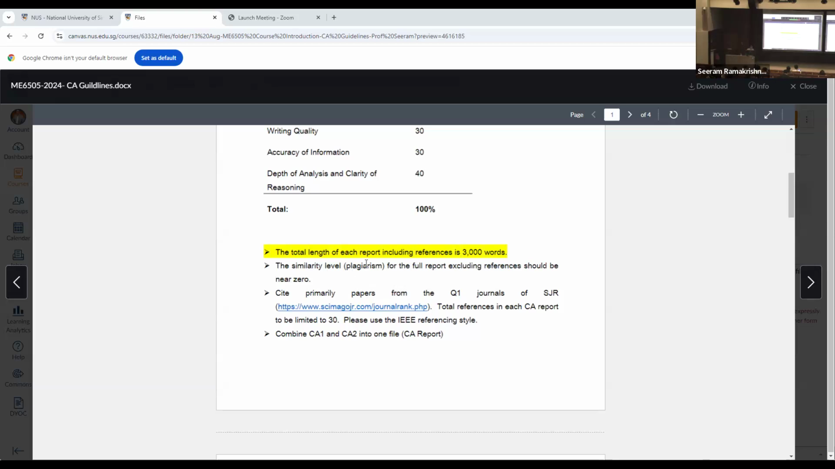The most important is the similarity level. A plagiarism check is a must and should be near 0. It's also impossible to achieve, but I say it because now with generative AI and all those things that you're going to use, I wouldn't know whether you are using them or not. Very likely you might be plagiarizing a lot. And first thing, NUS would not like you to plagiarize. Obviously, that's not a good thing.